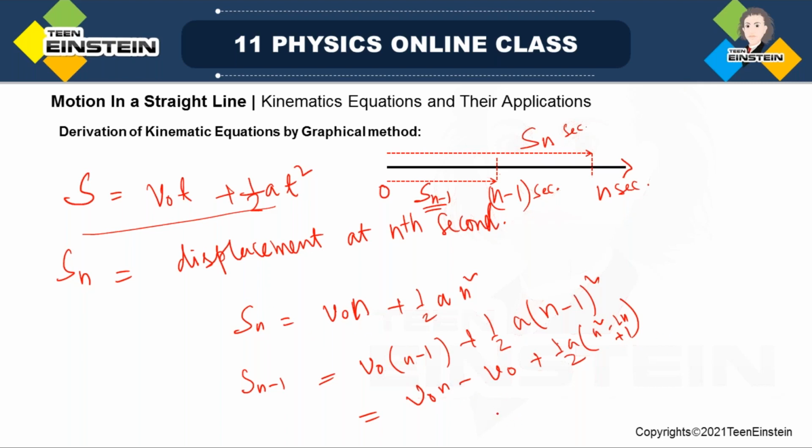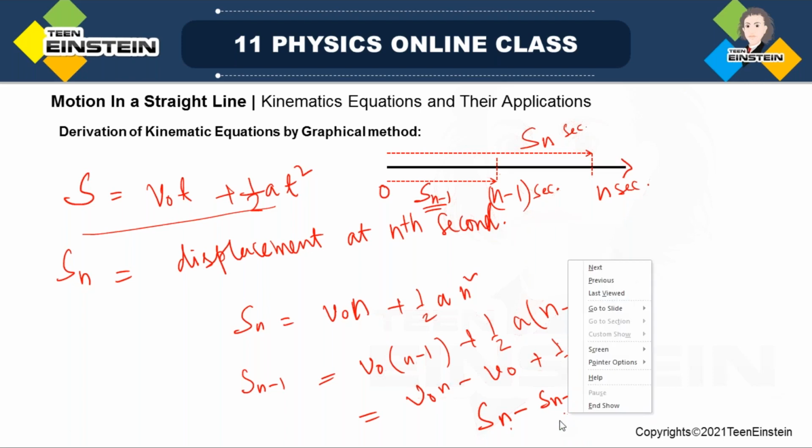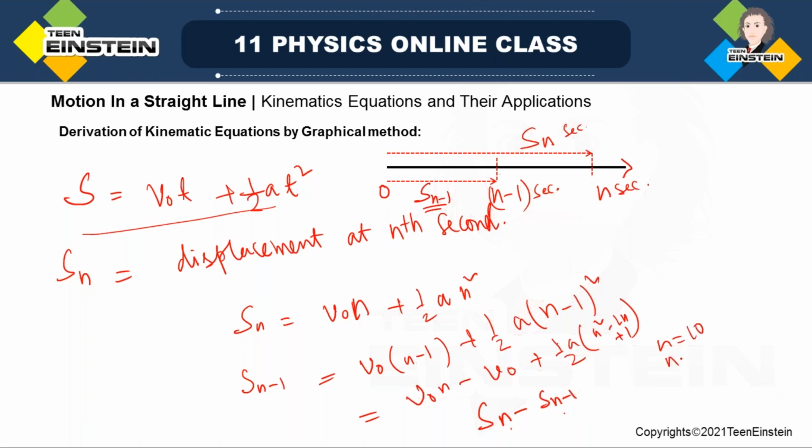Okay, if I take the difference between Sn and Sn minus 1, that means the displacement during the time interval 0 to n, and the displacement of the object during the time interval 0 to n minus 1. I'll take a simple example. Suppose n is equal to 10, and n minus 1 will be 9. So you have to find this displacement at the 9th second. Then what you do? These are intervals, this is not the instant.